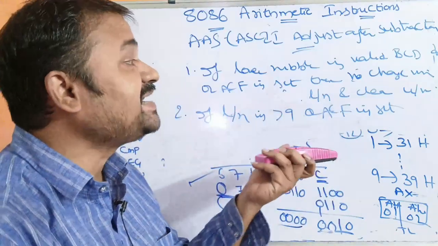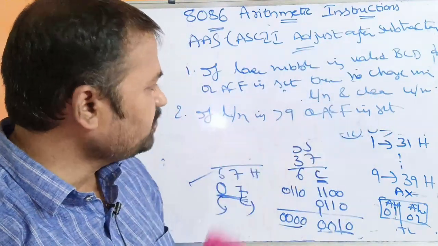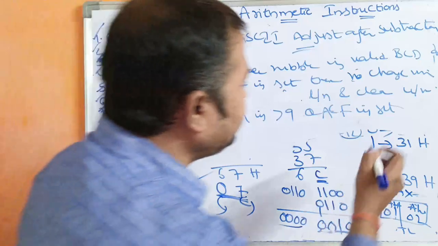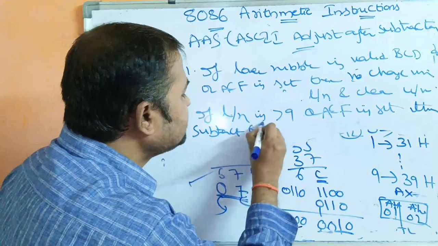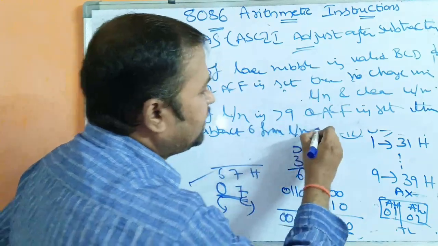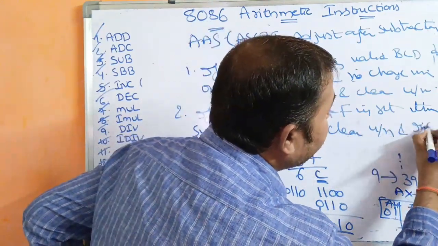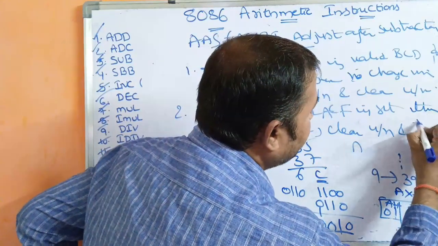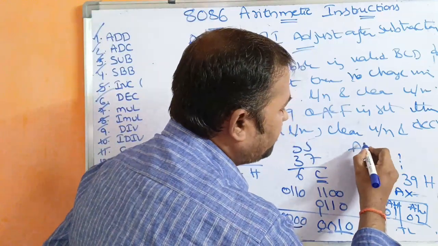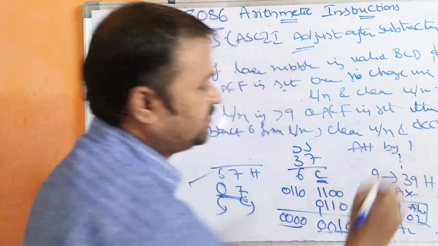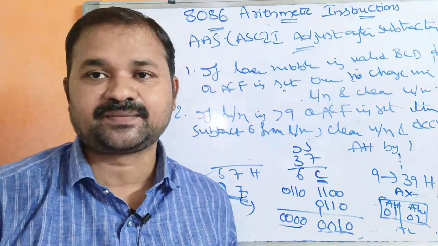Whereas here it is greater than 9. Previously valid. Valid means there is no change in the lower nibble. Now if the lower nibble is greater than 9 or the auxiliary carry flag is set, then what we have to do? Then subtract 6 from the lower nibble, clear the upper nibble and decrement AH by 1. Previously we performed the incrementation, whereas in subtraction we have to perform the decrementation. So previously in AAA we were adding, whereas here we have to do the subtraction.